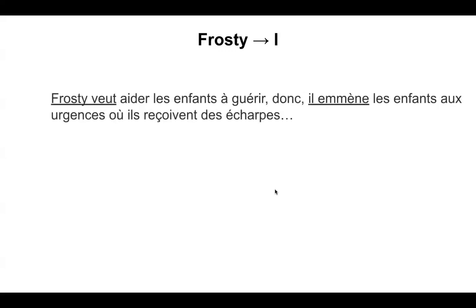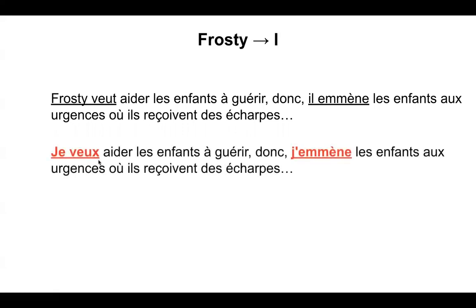OK, phrase suivante. Frosty veut aider les enfants à guérir, donc il amène les enfants aux urgences où ils reçoivent des écharpes, etc. OK, so Frosty veut, ça change à je veux, et on change le T à un X, oui. Hopefully you remember that from français 1. The T for veut change à un X. Je veux aider les enfants à guérir. Donc, j'amène, J apostrophe here, because amène starts with a vowel. And so the je becomes J apostrophe. And then we check our verb. Oh, it ends with an E for il. So it ends with an E for je. Woohoo. OK, d'accord.